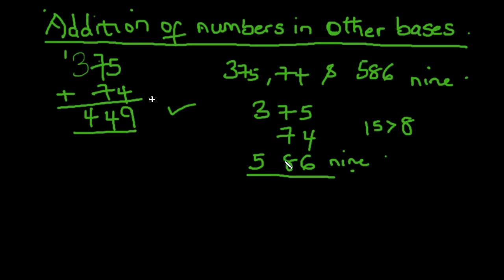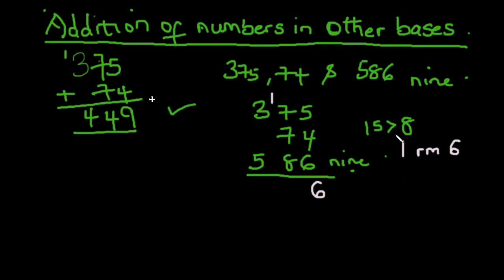So what do we do? We look for how many times 9 can go in 15. That's one, remainder 6. So that's what we are going to write. Our answer is 6. We'll bring the 1 here and put it here just like we have in normal addition. 1 plus 7 is 8. 8 plus 7 is 15. 15 plus 8 is 23.